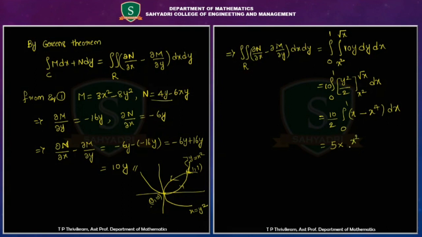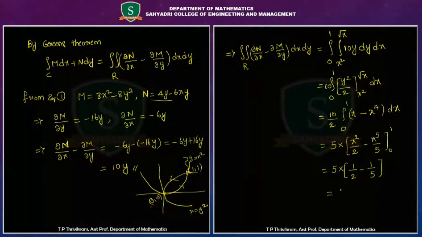Integration of x is x square by 2, minus x power 5 by 5, from 0 to 1. So this one is equal to, applying the limits, 1 by 2 minus 1 by 5.